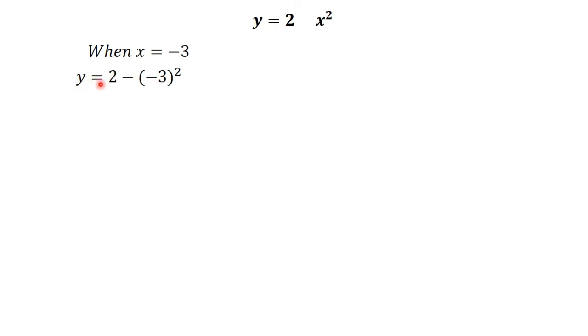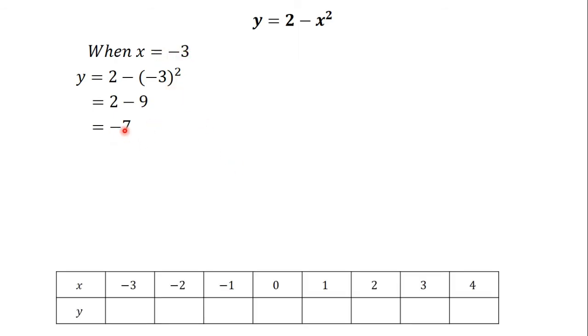So we have y is equal to 2 minus (minus 3) squared. Minus 3 squared will give us 9. So you have y is equal to 2 minus 9. And 2 minus 9 will give us minus 7. So when x is equal to minus 3, y is equal to minus 7. So on our table, when x is minus 3, y is minus 7.